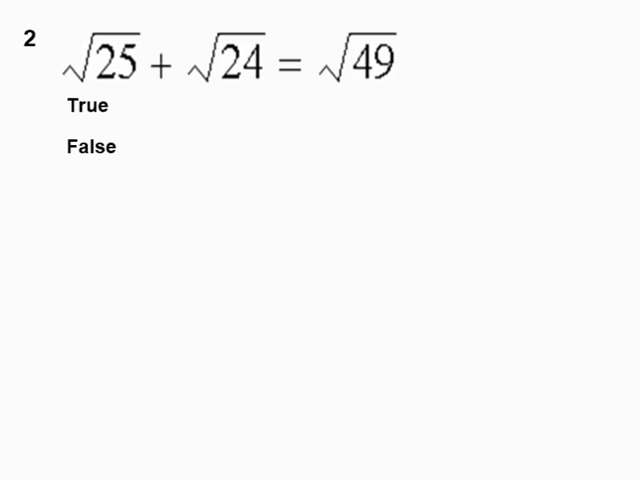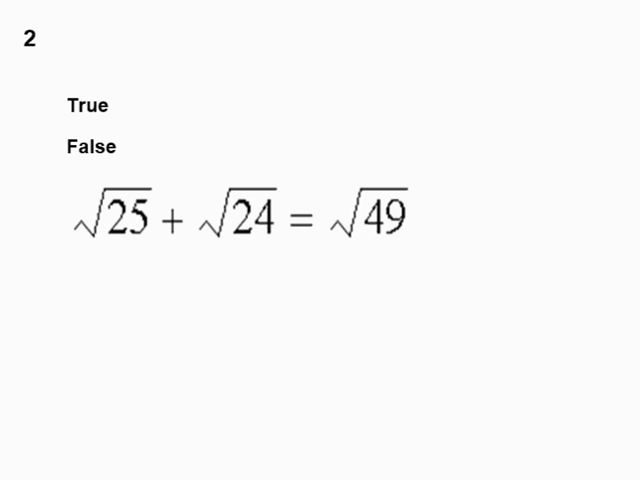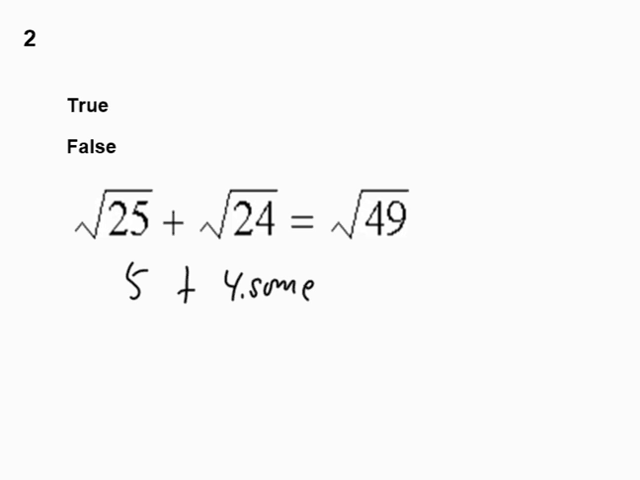Question 2, which was similar to Monday's question, says the square root of 25 plus the square root of 24 is equal to the square root of 49. Well, we know that the square root of 25 is equal to 5. Now I'll write down 5. And we know the square root of 24 is something close to 5. We're going to say 4 decimal something. And we know that the square root of 49 is 7, and therefore 5 plus 4 decimal something does not equal 7, and therefore it's false.